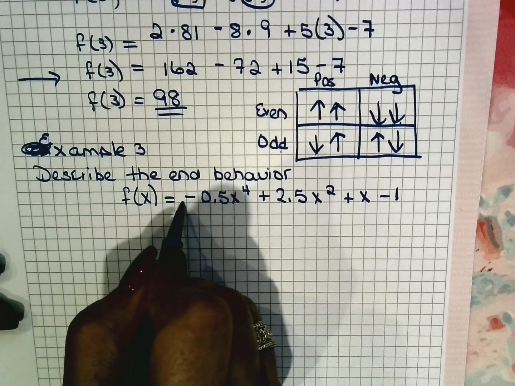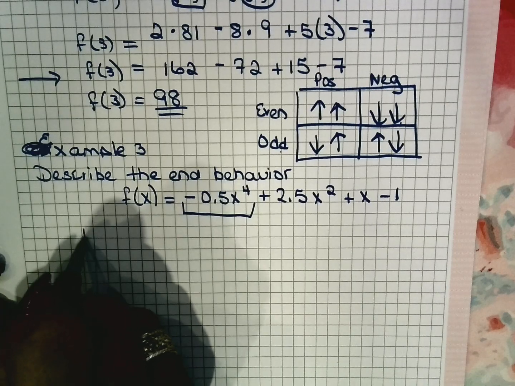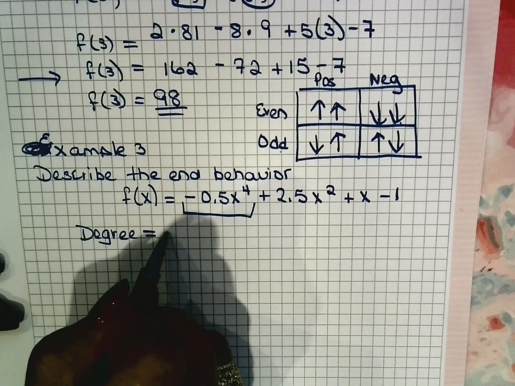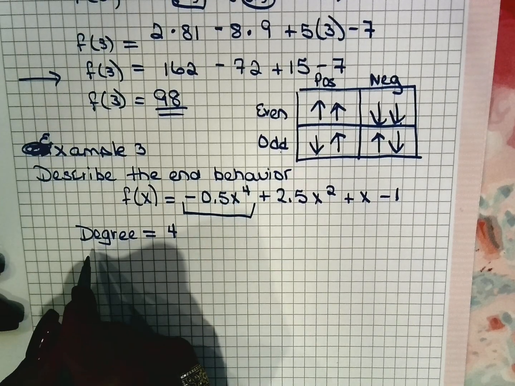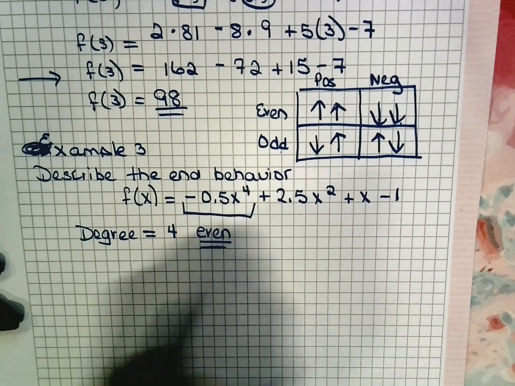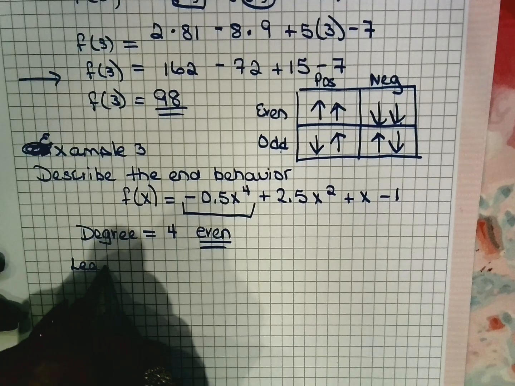Okay, so now we're going to look strictly at this first term. What is the degree? Well, the degree here is the exponent, which is 4. So that's a fourth degree. And a fourth degree is even. Okay? Then we're going to look at the leading coefficient.